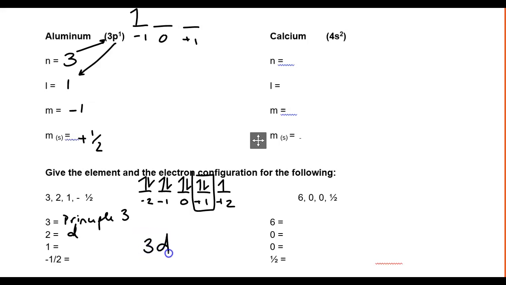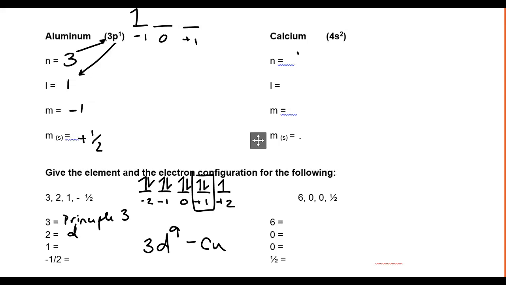So it would be 3D9, which would be the last orbital that's filled. If 3D9 is the last electron, then this means that this element is going to be copper. All right, so why don't you do the 2 other examples, pause the video, and then check back in to check your answers.